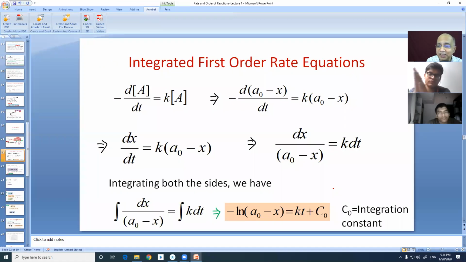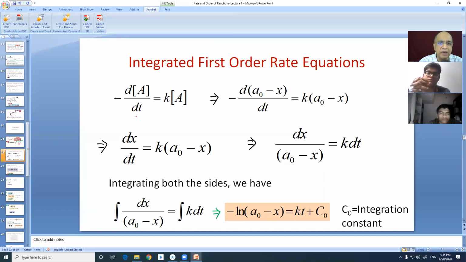Now see, because you are so familiar with integration, this is a very rudimentary, level 1 integration. You can understand it very easily. Although some of you might say that we have not yet studied integration in our mathematics courses, never mind. I will tell you the rule, the formula. Just a formula you have to apply and find the values. Now, let us derive the integrated first order rate equation.